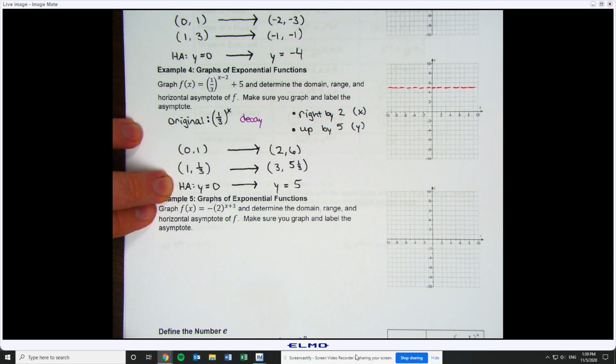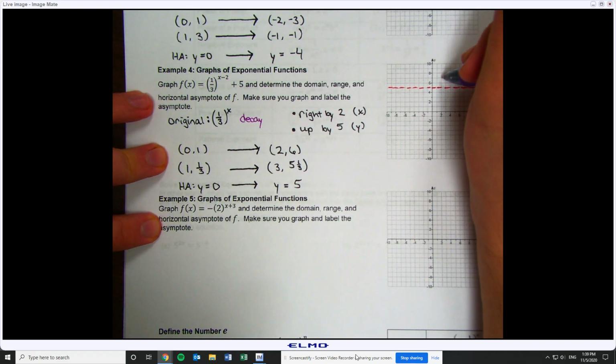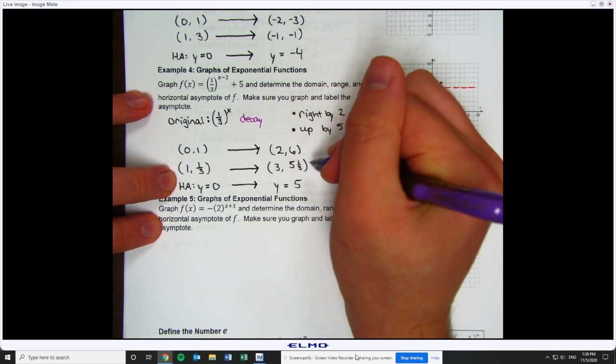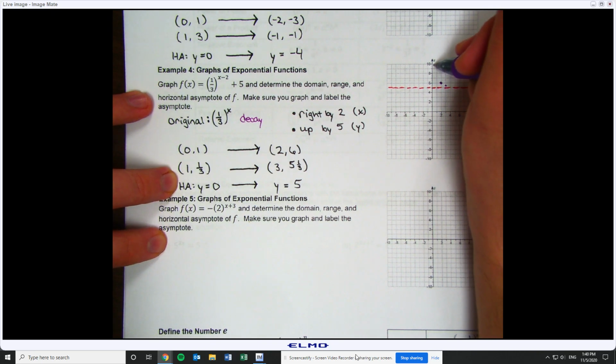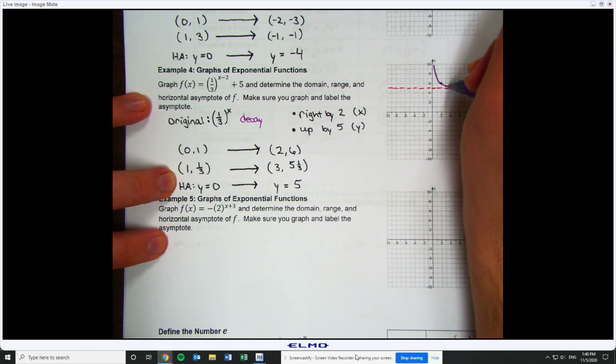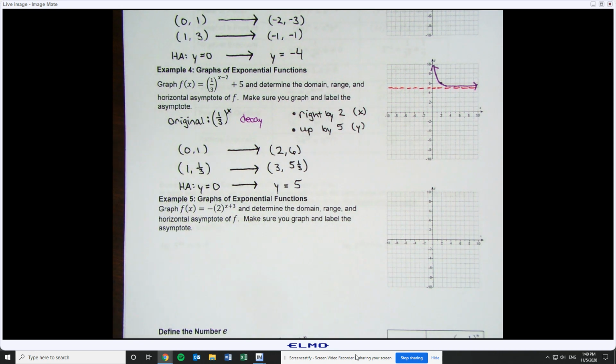Got it. Now for my next point, I have 2, 6. So 2, 6 right here. And then I have 3, 5 and a third. So here is 3, 5 and a third. Well, here's 5. A third's about right there. So this one's going to swoop down this direction and then follow along the asymptote. And that's it. So knowing your transformations, you can apply them directly to individual points or an asymptote and get your graph.